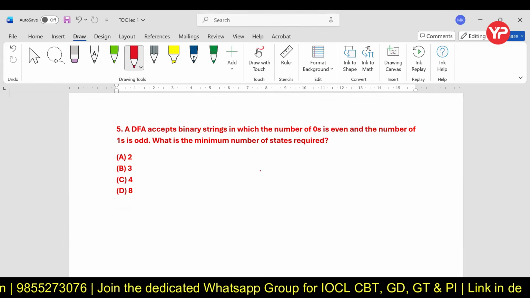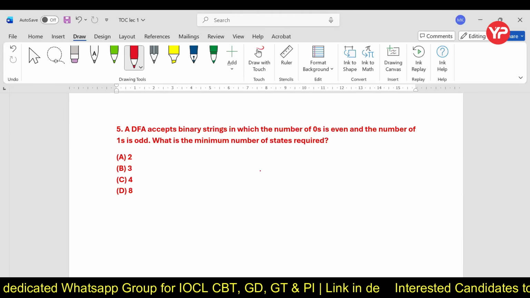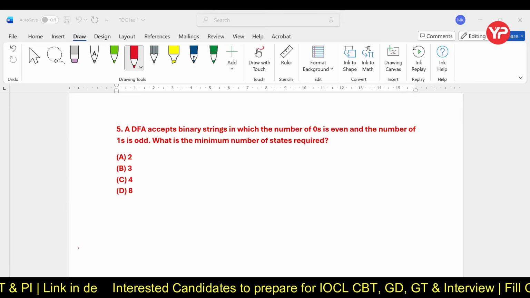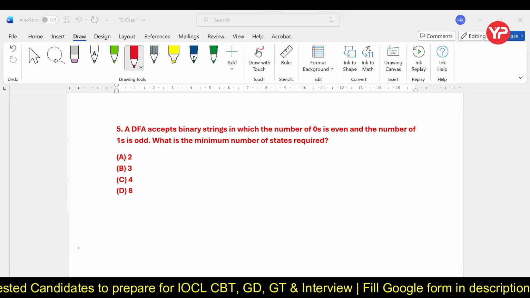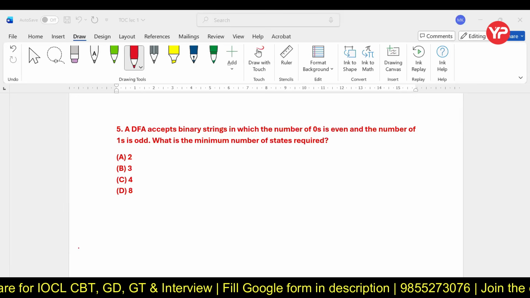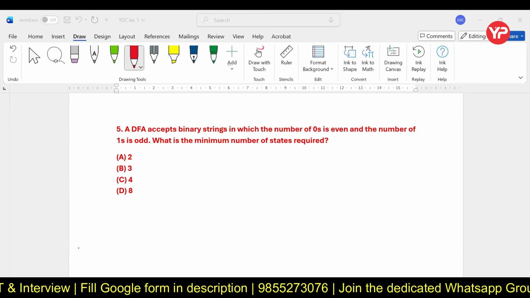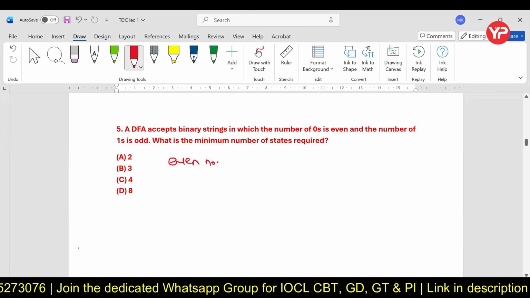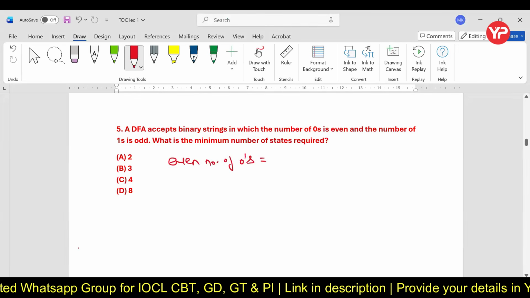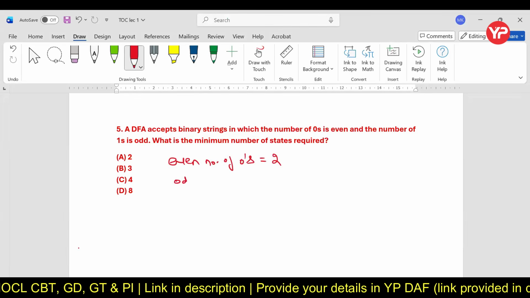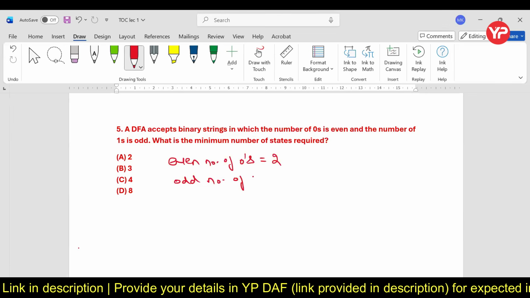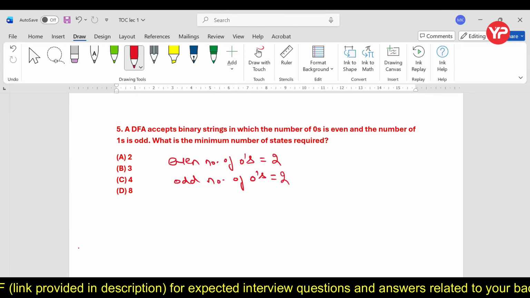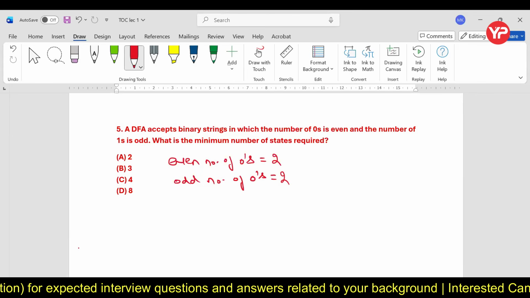The number of zeros is even and the number of ones is odd. Very important problem. Do it fast. Okay, so a DFA accepts binary strings if the number of zeros is even and the number of ones is odd. See, my dear students, in the earlier questions, we discussed even number of zeros. In that case, we require 2 states. We discussed odd number of 1s. If we talk about odd number of zeros, again 2 states, because in an even machine, 1 state is for even counting and 1 is for odd counting.